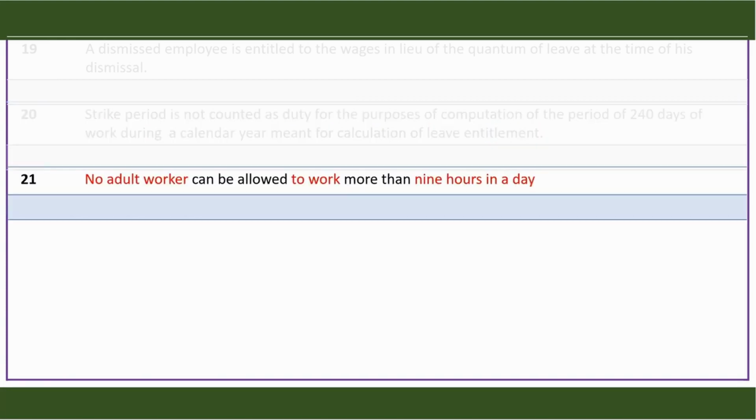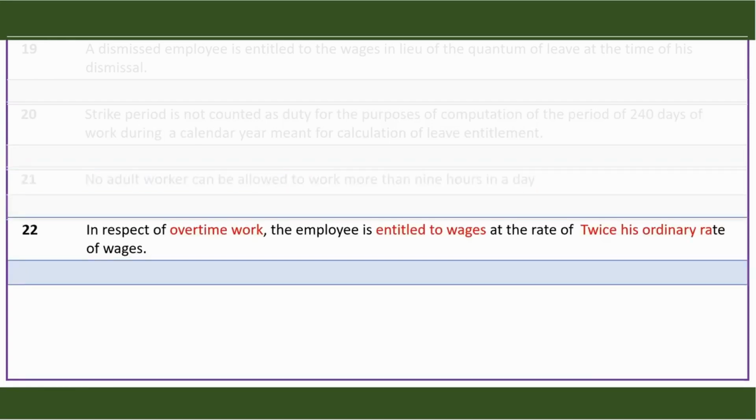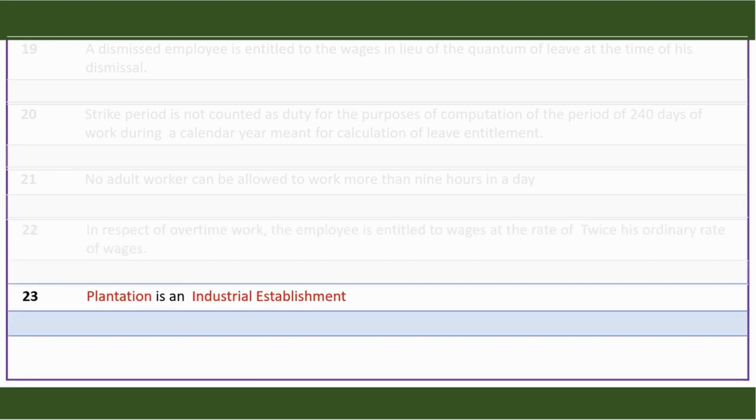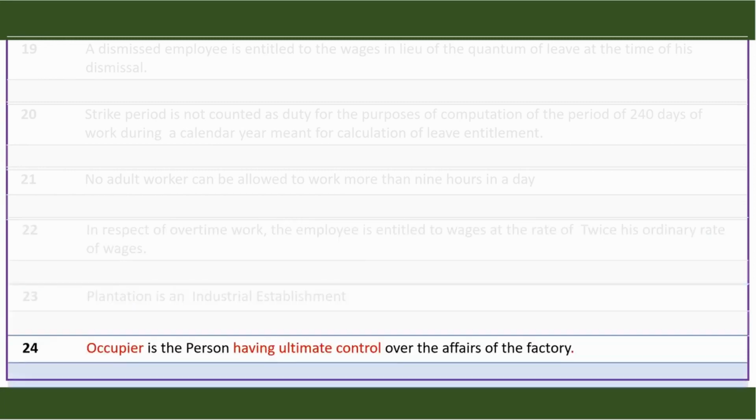The maximum hours an adult can work in a factory is 9 hours in a day. Anything a person works more than the normal hours, he is entitled to get wages for overtime at the rate of 2 times, twice his ordinary rate of wages. Even plantations are covered by the Factories Act, and they are treated as an industrial establishment. The person who is responsible for the operation of the company and who has ultimate control over the affairs of the factory is known as the occupier, and is the responsible officer under the Factories Act.